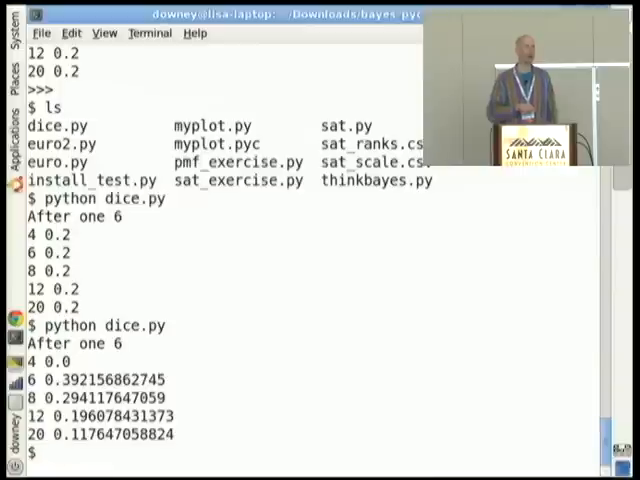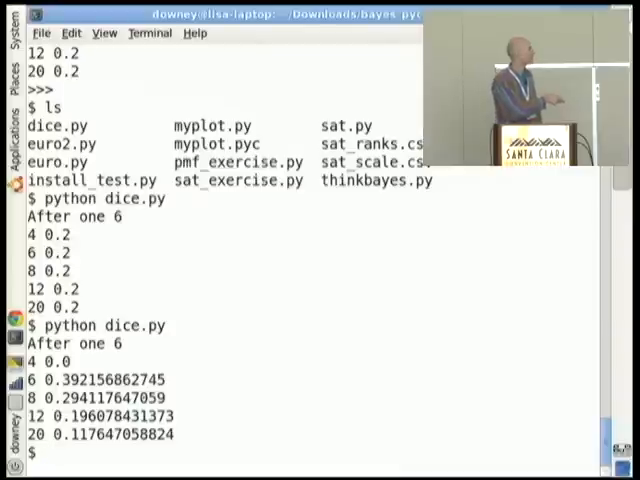What is the posterior probability that it's a four-sided die? Zero. And that makes sense because I have seen data that contradict this hypothesis. Therefore, it's impossible. Therefore, it has probability zero. This makes sense. The six-sided die is looking quite likely. It has about a 40% chance.